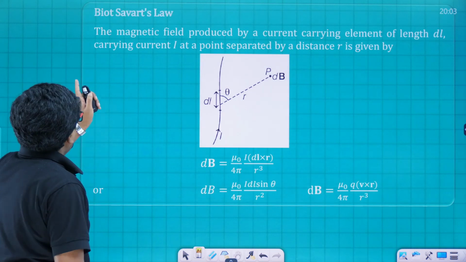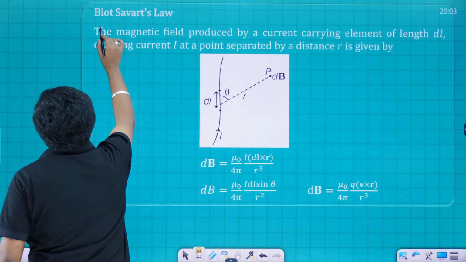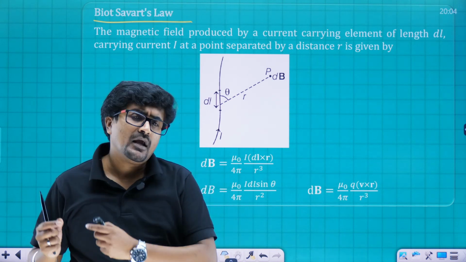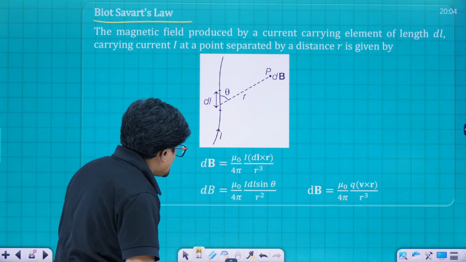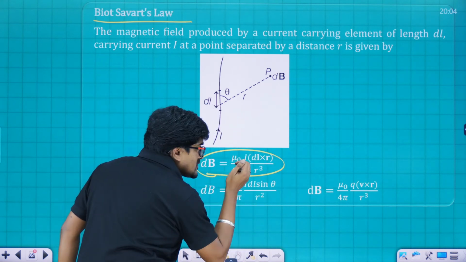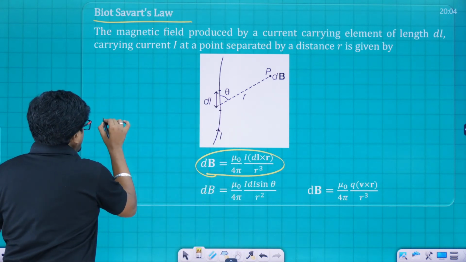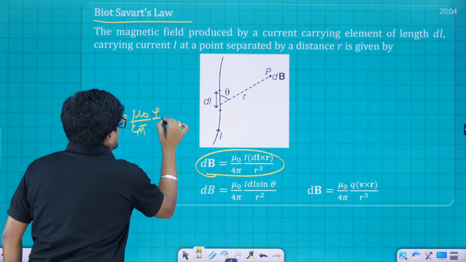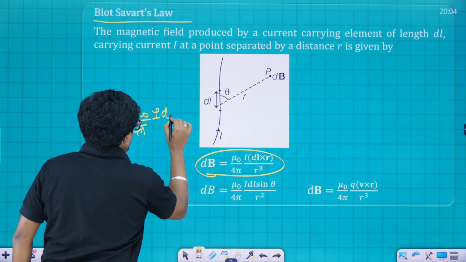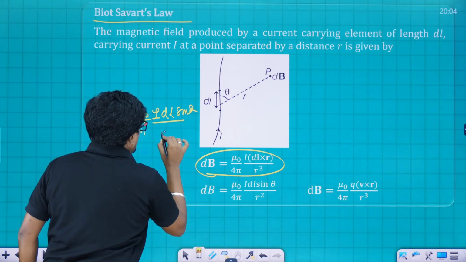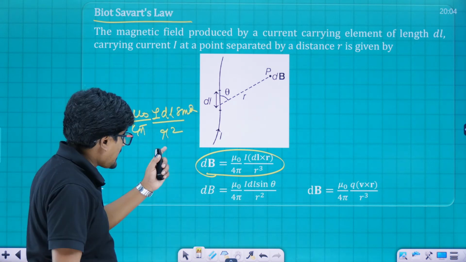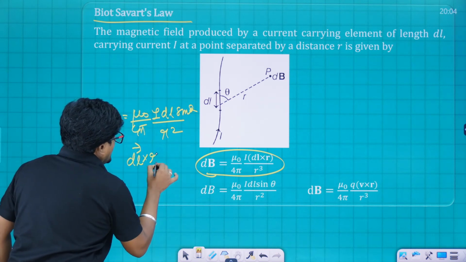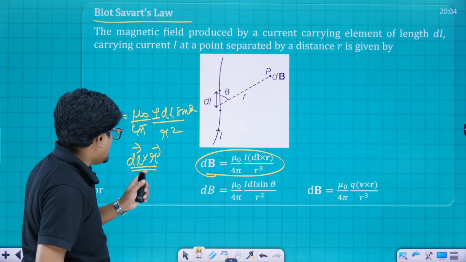Now if we go ahead, first comes the Biot-Savart law. As you all know, it tells you about the magnetic field due to a small current carrying conductor. Due to that small current carrying conductor, the magnetic field dB is mu naught divided by 4 pi, I dl sine theta, all divided by r square. Magnetic field is a vector quantity, so its direction is going to be along dl cross r vector. I repeat, dl cross r vector.